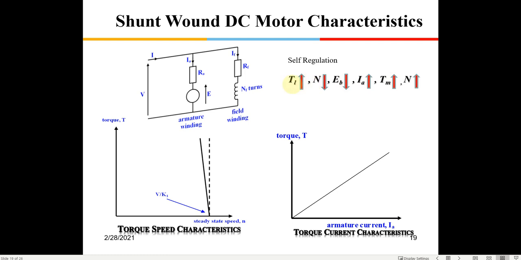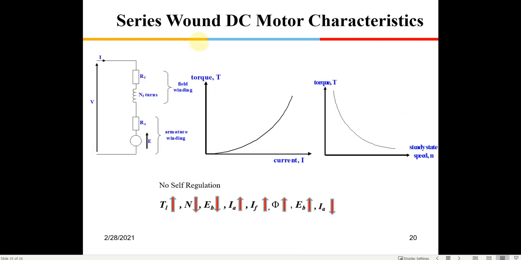If there is a decrease in torque for some reason, suppose you are coming down a slope here, or somebody has jumped out of the lift, where now the total load requirement is less, then the RPM will tend to increase, and this will increase EB, that will decrease IA, and that will decrease torque, and then the speed will be maintained in that case again. So that is how it works in the shunt wound DC motors.